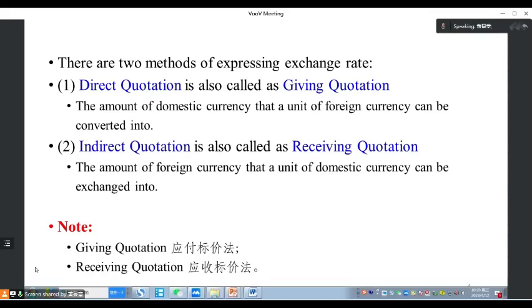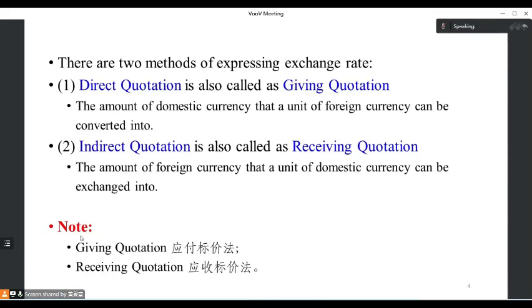Let's see the note. Giving quotation. In Chinese, we can say 应付标价法. Receiving quotation. In Chinese, we can say 应收标价法. So in this note, we should understand direct quotation is also called giving quotation. Indirect quotation is also called receiving quotation.